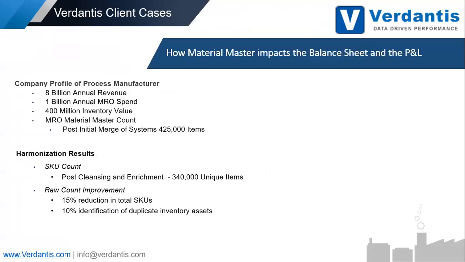As a profile, they were approximately $8 billion in annual revenue, $1 billion in annual MRO spend. They were holding around $400 million in inventory value, and as I previously mentioned, their inventory count going in was 425,000 items. From a harmonization perspective, when we ran their data and we harmonized it, we were able to help them identify duplicates and really delivered back to them 340,000 unique items after weeding out the duplicates. So the raw count improvement was a 15% reduction in total SKUs and a 10% identification of duplicates.